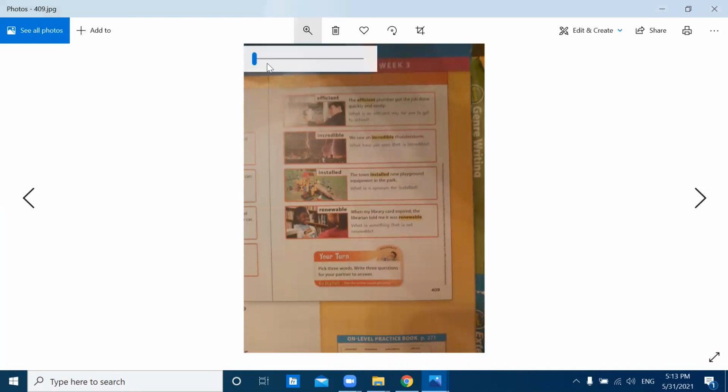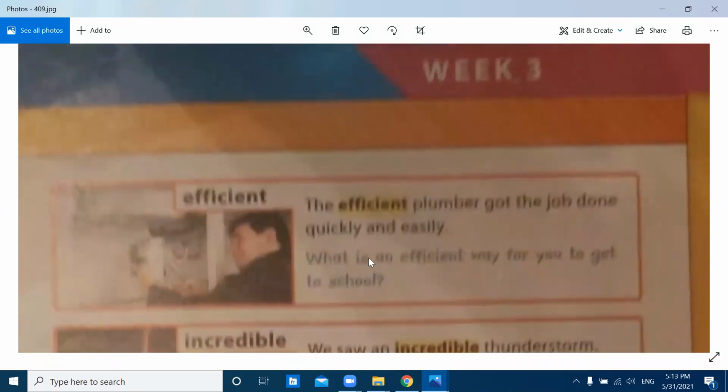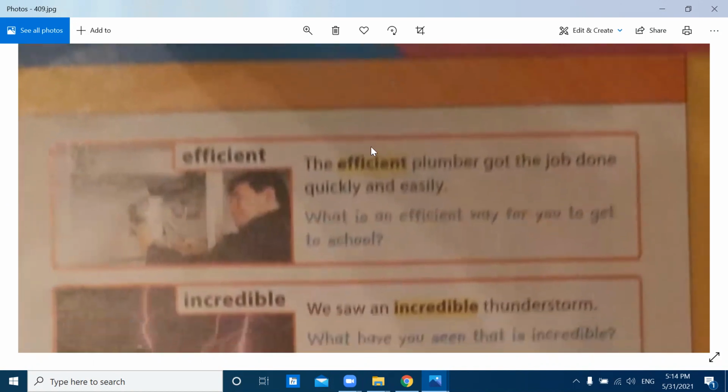Next, we have the word efficient. When something is efficient, it is done in the simplest, quickest, easiest way possible. Okay? The efficient plumber got the job done quickly and easily. All right? So efficient means to do something in the best way possible. The quickest way, the easiest way, the simplest way, the least wasteful way, the time efficient way to not waste time, to not waste money, to do it in the best way that you possibly can do something. Okay?